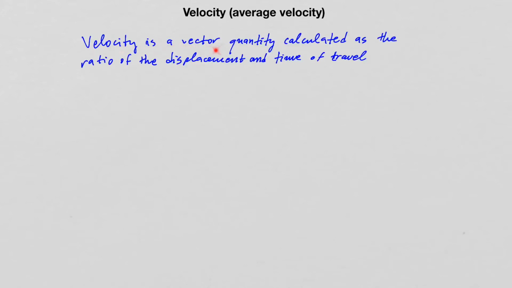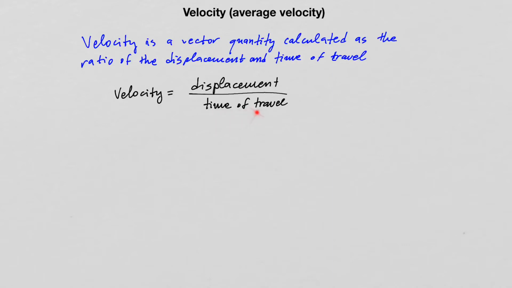Let's now discuss average velocity, or simply velocity. Velocity is a vector quantity which has a magnitude equal to the speed of motion, but also a direction. Velocity is a vector quantity calculated as the ratio of the displacement and the time of travel. So velocity is equal to the displacement divided by the time of travel.